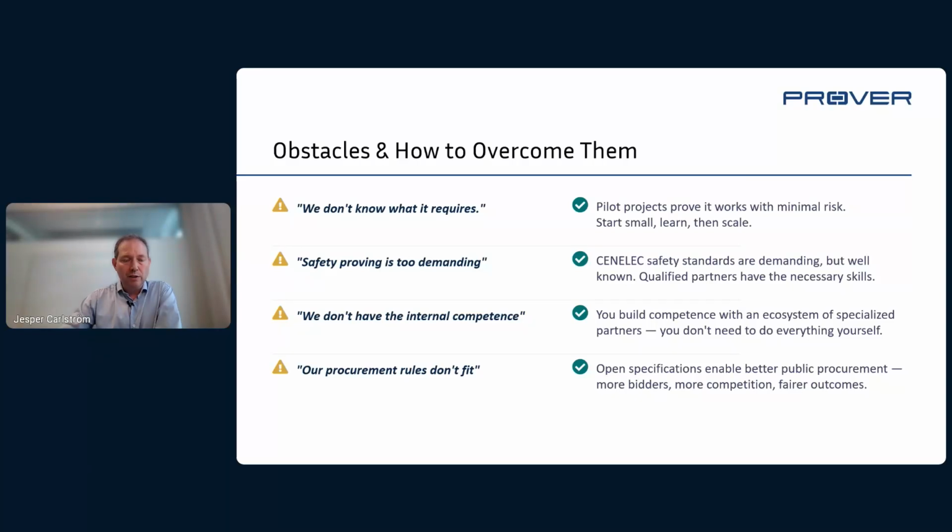The fourth one, we hear sometimes that our procurement rules don't fit. So some infrastructure managers have the guidelines that when they buy something, they should only explain the needs. They should not tell exactly how the system is to be constructed. So they can't really say it needs to be open and so on.